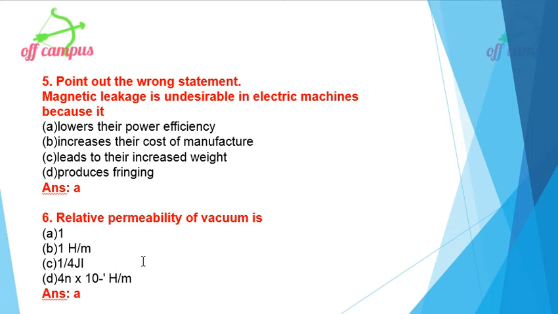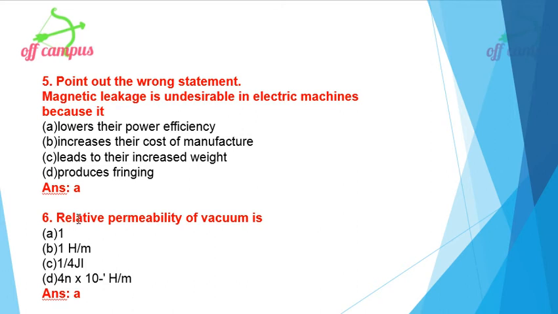Then question number 5, we need to point out the wrong statement. We need to identify the wrong statement from the given options. Magnetic leakage is undesirable in electric machines because it lowers their power efficiency, increases their cost of manufacture, leads to their increased weight, produces fringing. So, 'it lowers their power efficiency' is the wrong statement. So, option A is the right option.